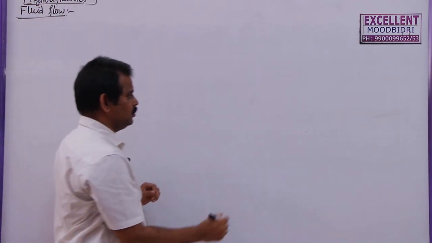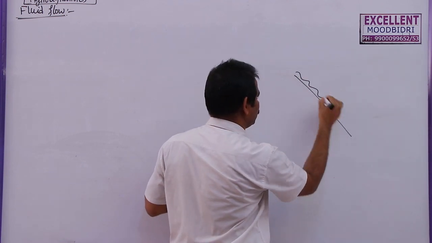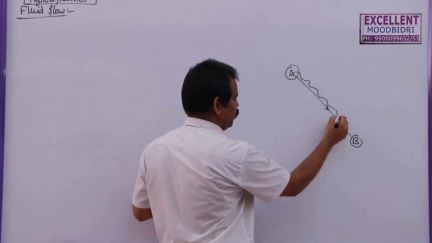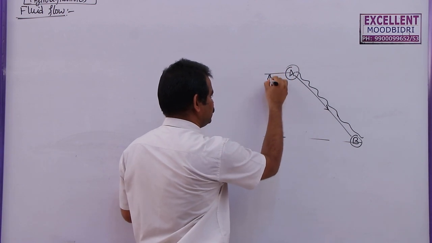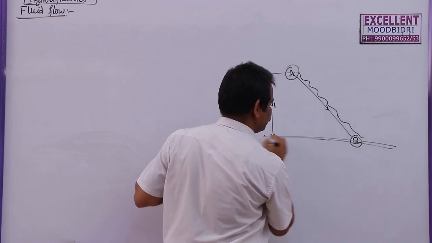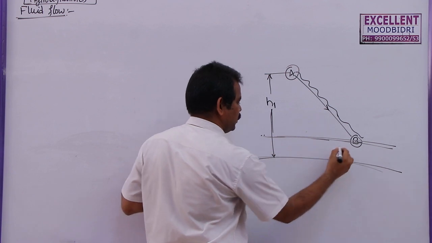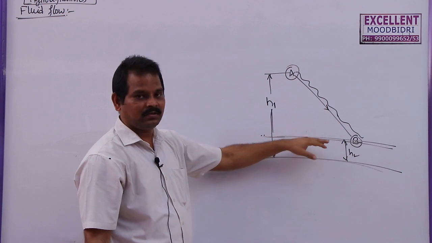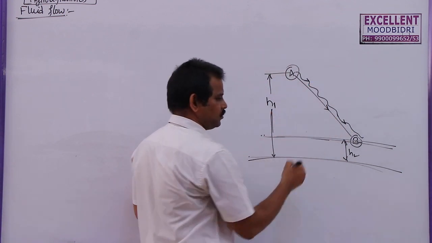We know that water always flows from point A to point B if there is a slope. If you take this one, this is height h1, and let us say this is the earth surface. So from the earth this is h1, this is h2. Whenever there is a height difference, fluid can flow easily from one point to another.